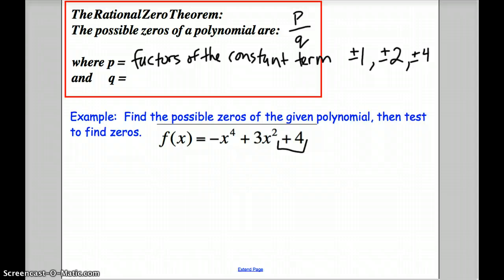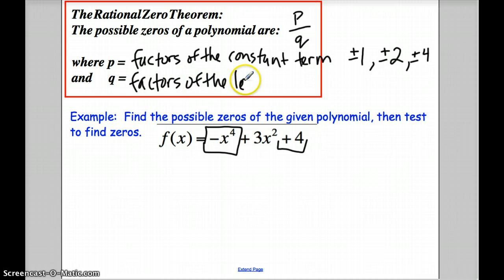For Q, we look at the factors of the leading coefficient. So once again, we look at that leading coefficient. In this case, it will be a negative 1x to the fourth. And we're going to think, okay, what are the possible factors of negative 1? Well, there's only a few, so this one's going to be a little bit easier than we might have thought. So it's either plus or minus 1.